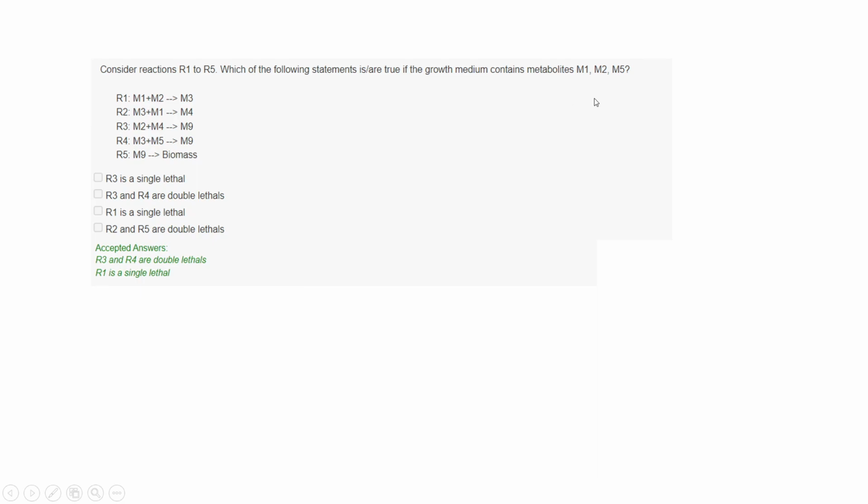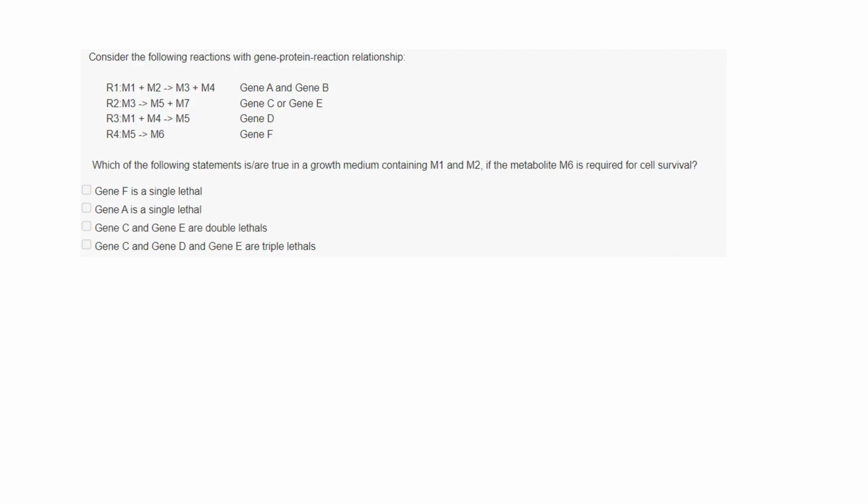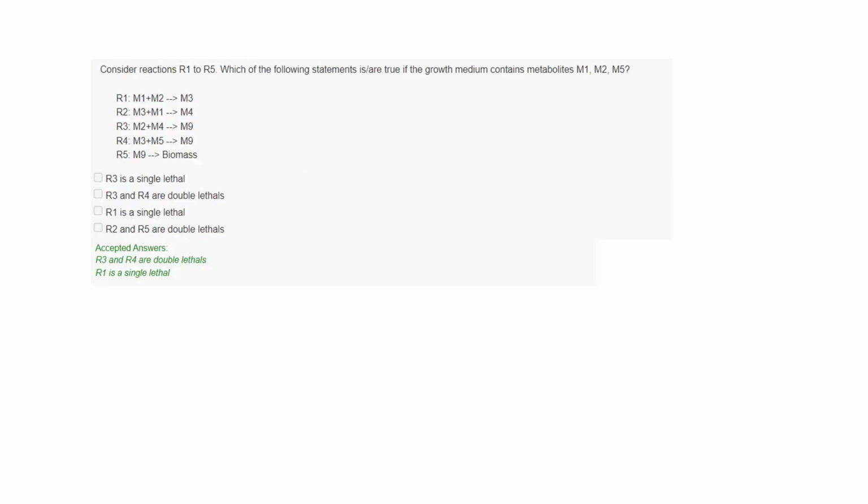So you have M1, M2, M5 in your growth medium, and basically M1 here, M2 here, and M5 here. M3, M4, and M9 are getting produced here. Now R3 and R4, these two are basically producing M9, and M9 is what is contributing to the biomass. So R3 and R4, these two reactions are producing M9, which is contributing to biomass.